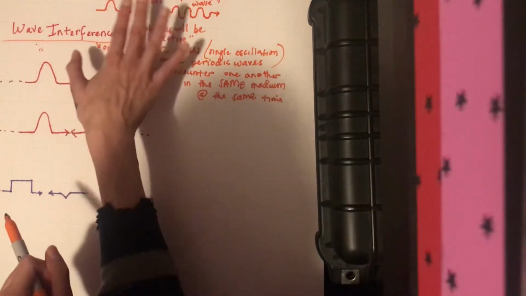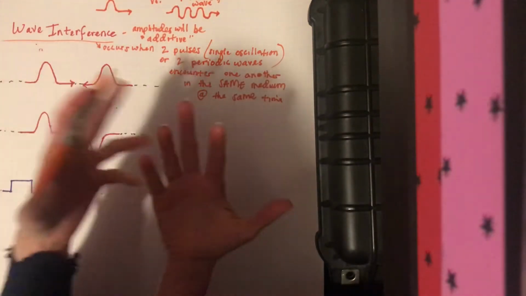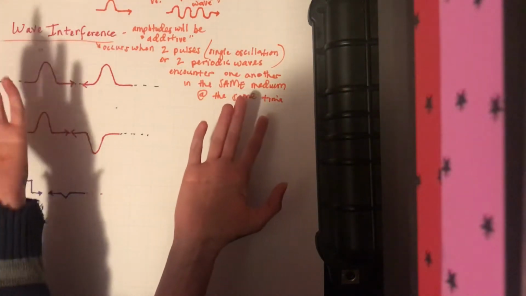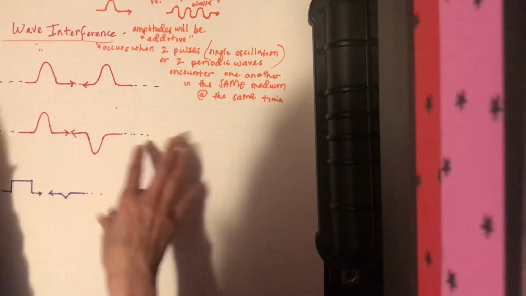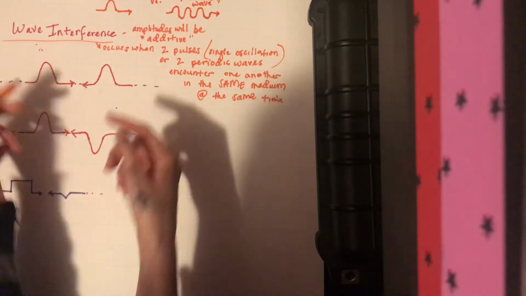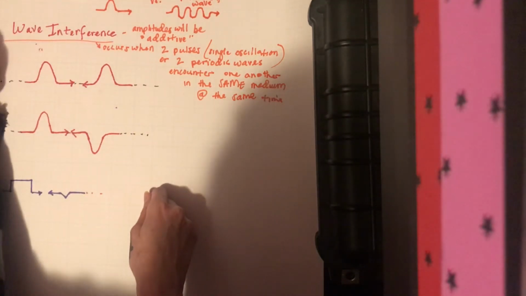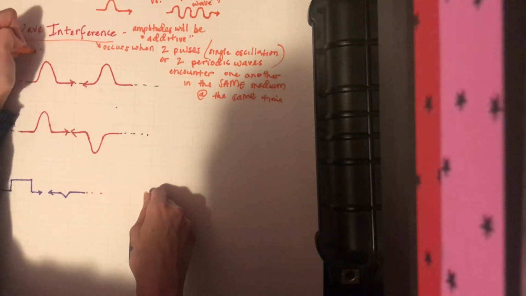Okay, so either a pulse or a periodic wave could be encountering another pulse or periodic wave in the same medium at the same time, and we refer to that as wave interference. So here I've shown you three different diagrams of different pulses encountering each other in the same medium. This first diagram right here is something that's known as constructive interference.